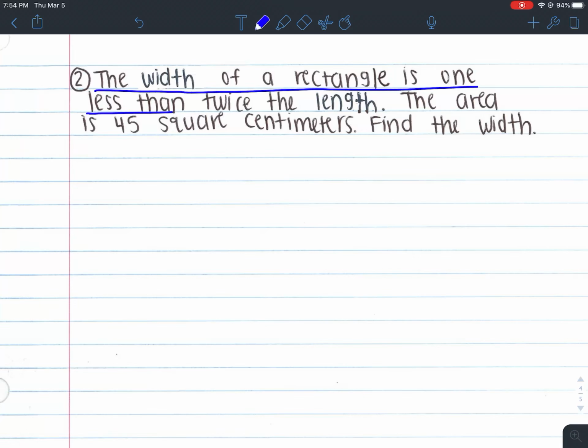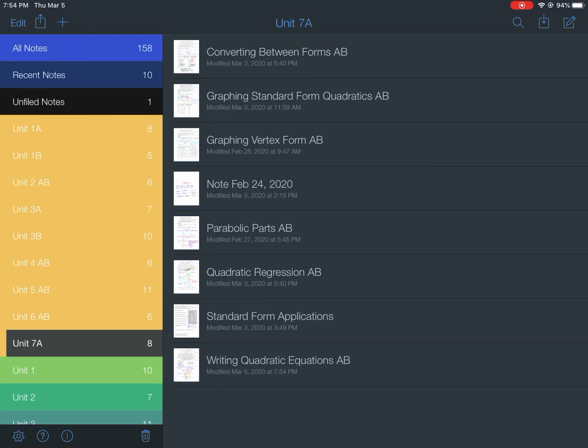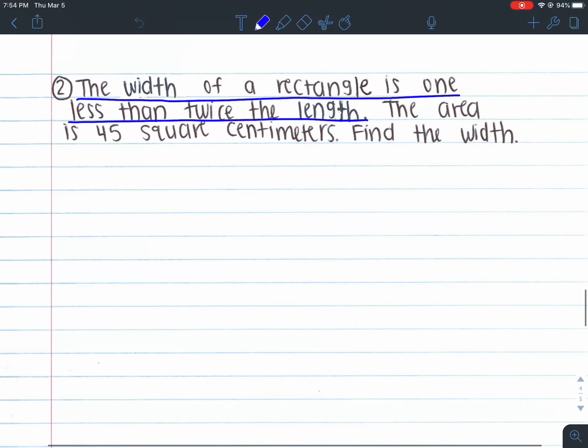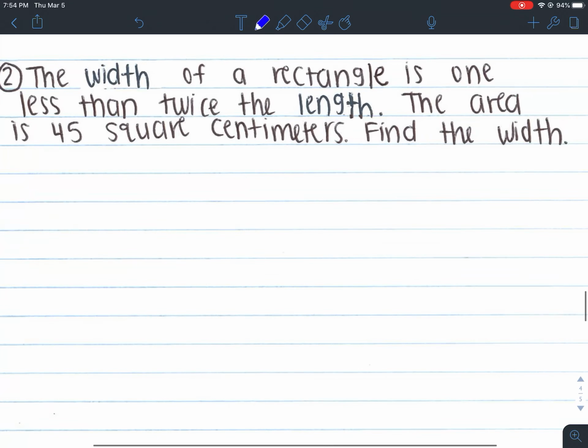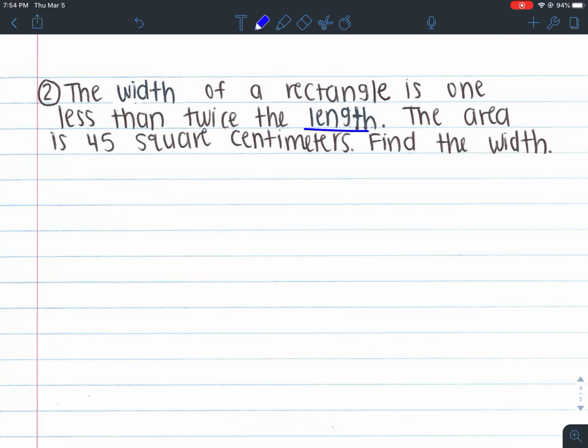The width of a rectangle is 1 less than twice the length. Whoa, I'm so sorry. So you want to start at the back of your sentence. You always want to start at the end. So what's the last thing in our sentence? Length. Remember, length is the letter L. That's the variable L. And then I see twice the length, which means 2 times L.